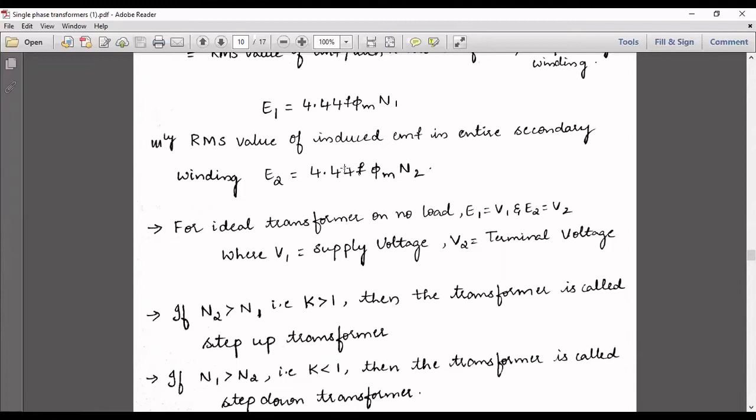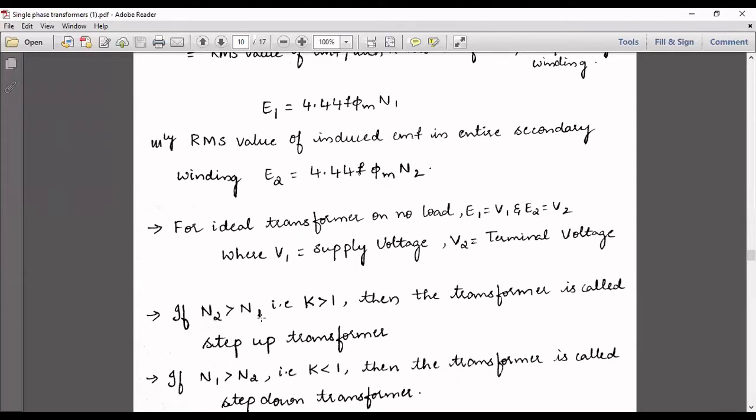For an ideal transformer on no load, E1 will be equal to V1 and E2 will be equal to V2, where V1 is the supply voltage, V2 is the terminal voltage, E1 is the primary induced EMF, and E2 is the secondary induced EMF. In this EMF equation, if N2 is greater than N1, that is, the number of turns in the secondary is more than the number of turns in the primary, the transformation ratio K will be greater than 1. Then this type of transformer is called a step-up transformer.